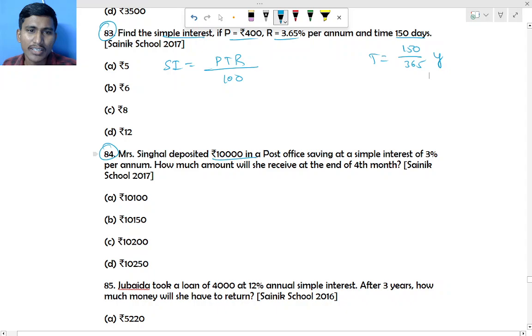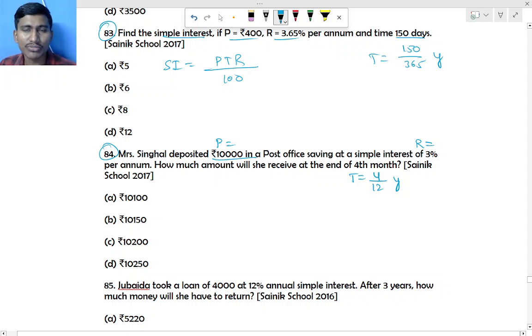Okay, so here next question 84. What is the question? Post office simple interest at 3% per annum. How much will the amount be to receive in the fourth month? So here it is a little bit different. Principal is deposited, rate of interest is given, 3% per annum. So time is how much? 4 months. 4 months means how much year? 4 by 12 year. So will you be able to do it now?